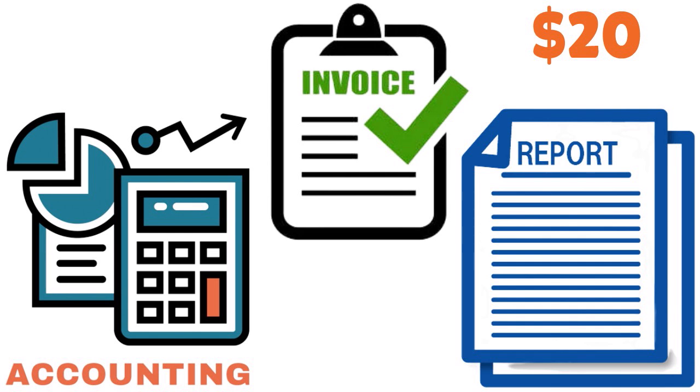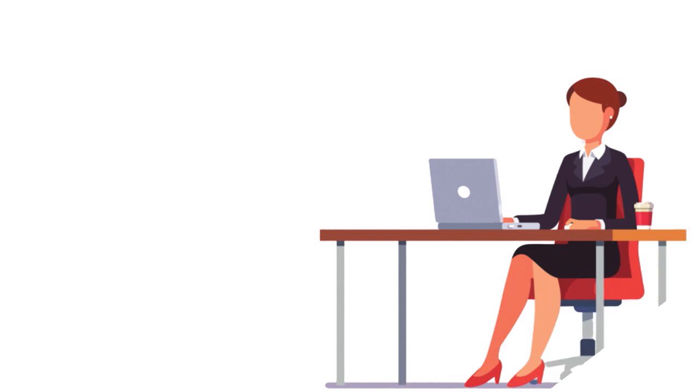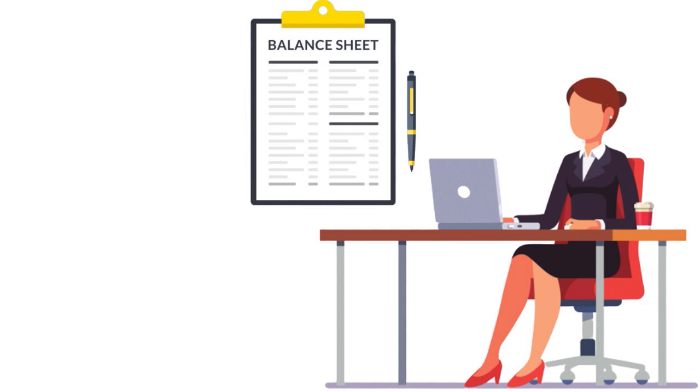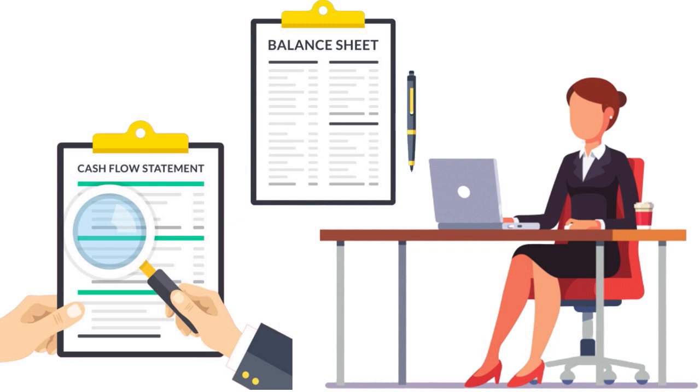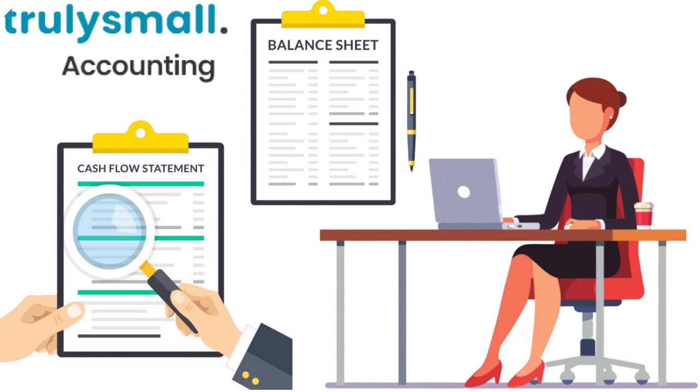So Truly Small free accounting software is best for freelancers who need basic accounting features. I want to insist on the basic because once you start thinking about a trial balance, a balance sheet, an income statement, a cash flow statement, once you are going a little bit beyond basic accounting, you might need to pay because the features are very basic. So Truly Small accounting, the free version, doesn't actually cover the more advanced features. So what are the pros and cons here?